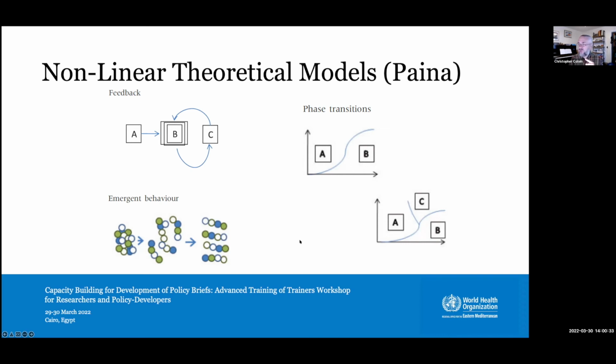So did you all follow that as I went through? Could you see the changing graphics? Yes, we can. Okay, all right, great.